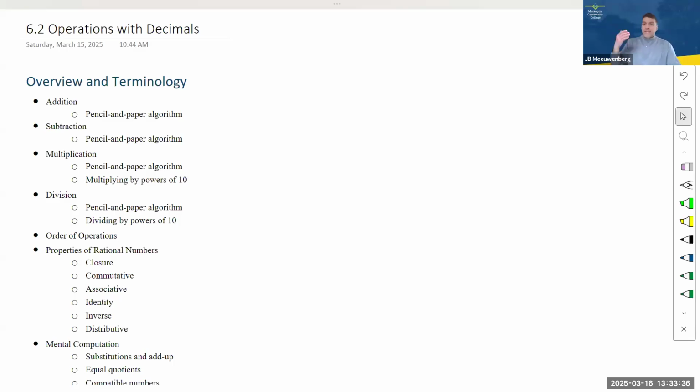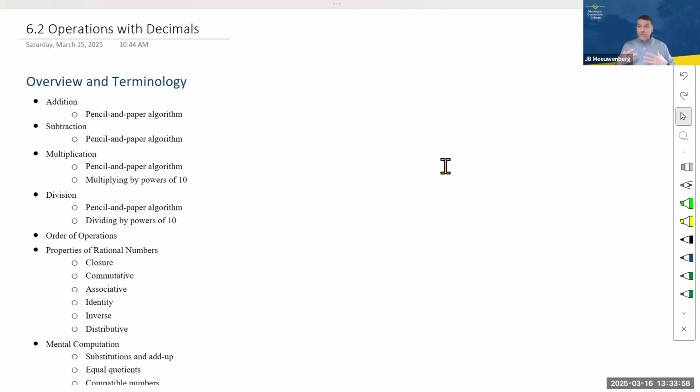We are now moving into section 6.2. We're still working with decimals, but now we are going to be focusing on operations with decimals. As you can see here in our overview for this section, we are adding, subtracting, multiplying, dividing. We are, of course, modeling those using our decimal squares.